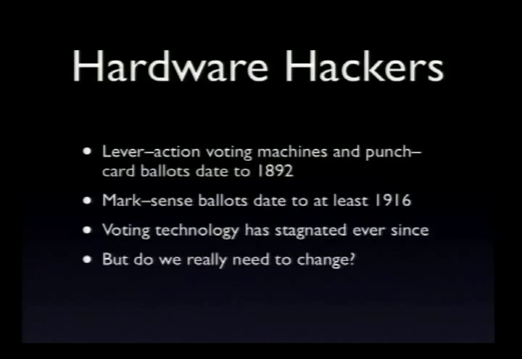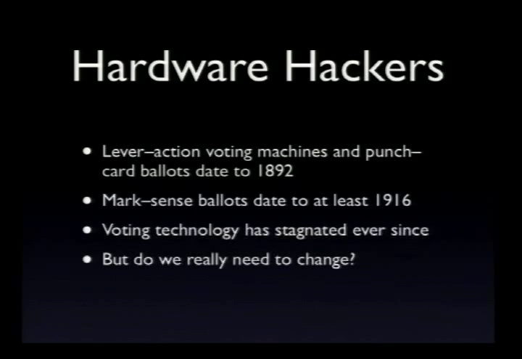Shortly thereafter, we had more explosions in voting technology. Lever-action voting machines and punchcard ballots became common in 1892. We started using Hollerith machines, Hollerith cards, almost immediately. People know what Hollerith cards are, right? Yeah, we call them punch cards, the same thing IBM 360s used. Mark sense ballots date at least to 1916. We can trace it back further, probably, if we want to.